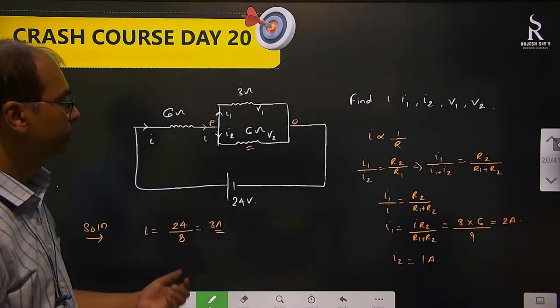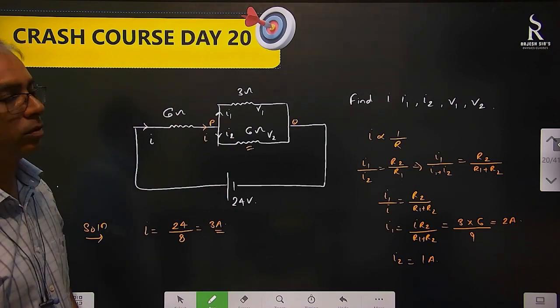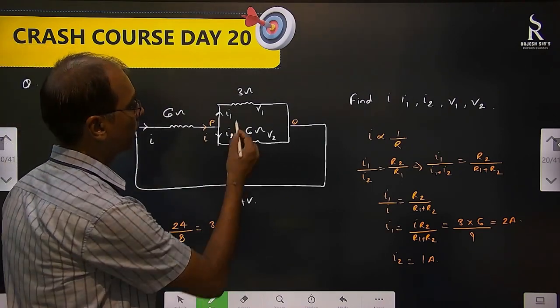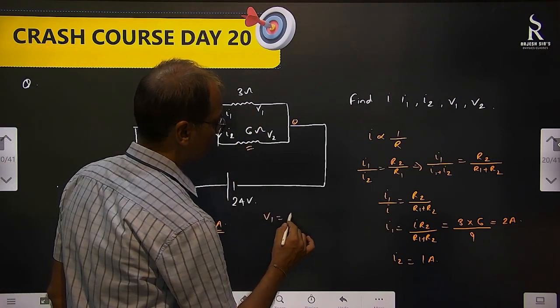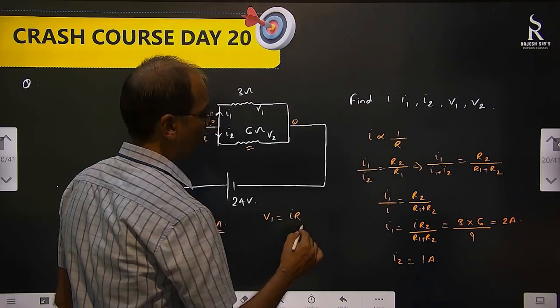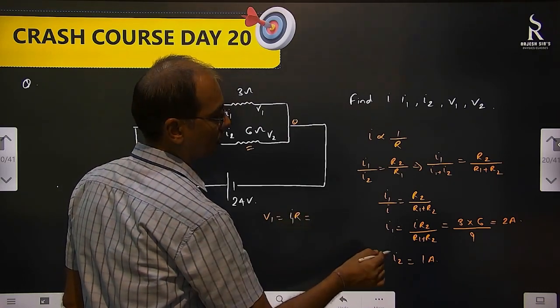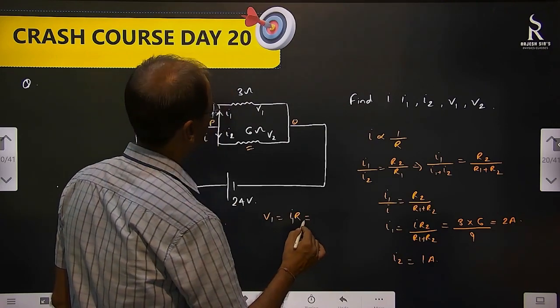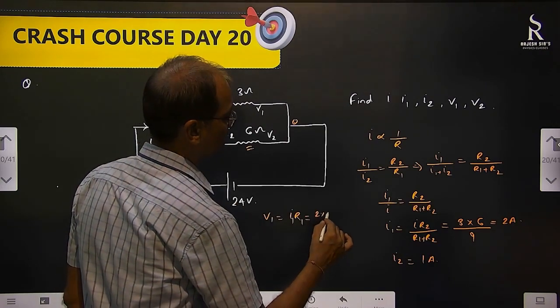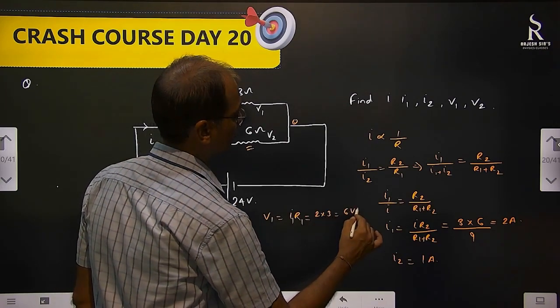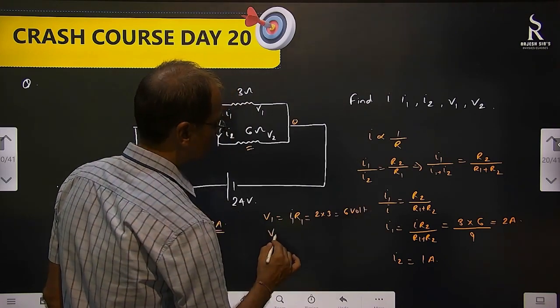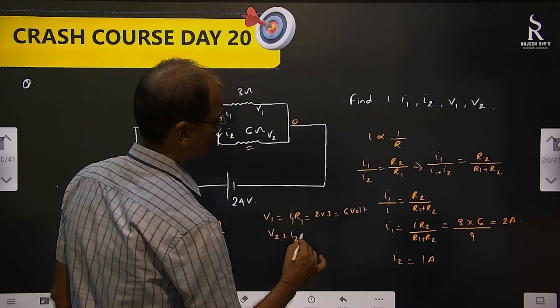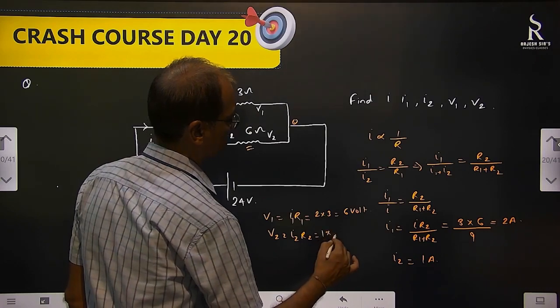Then what do we want? V1 and V2. Now it is very easy. V1 is what? I1 into R. What is I1? 2. And R1? 3. 2 into 3, that is 6 volt. V2 is also 6 volt because they are parallel. 1 into 6.